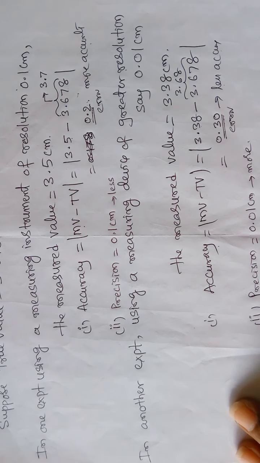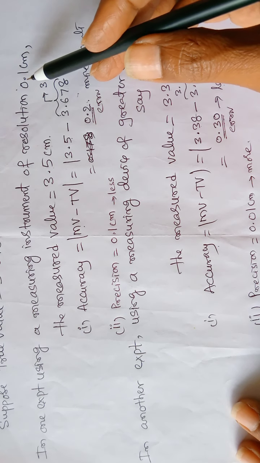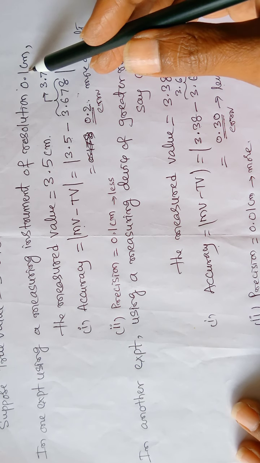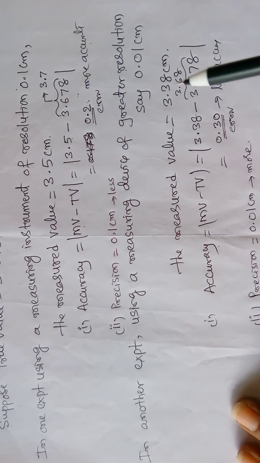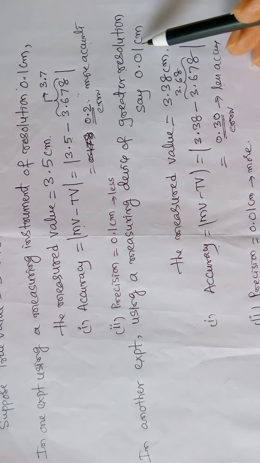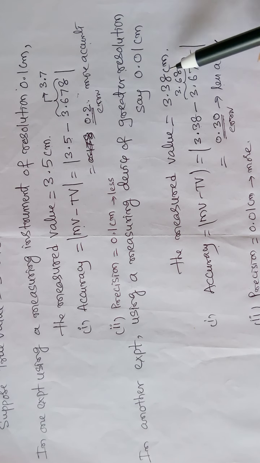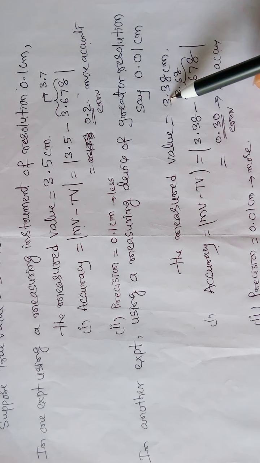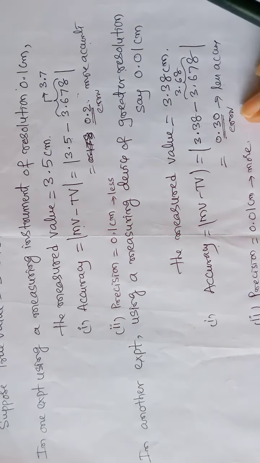Right. Now, let us compare precision. When you used the meter scale, its precision is only up to the first decimal position. But when you used the vernier calipers, the measured value is up to 2 decimal positions. Here the precision is more. Here the precision is less.